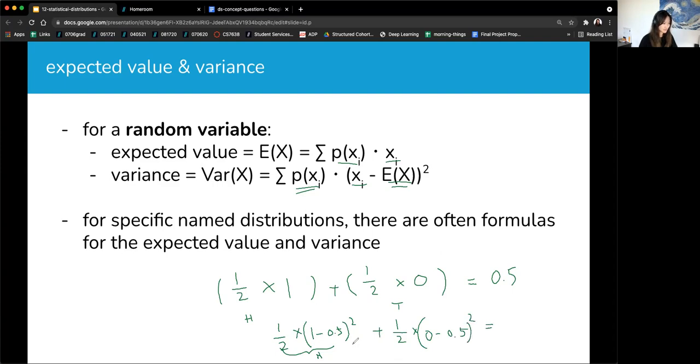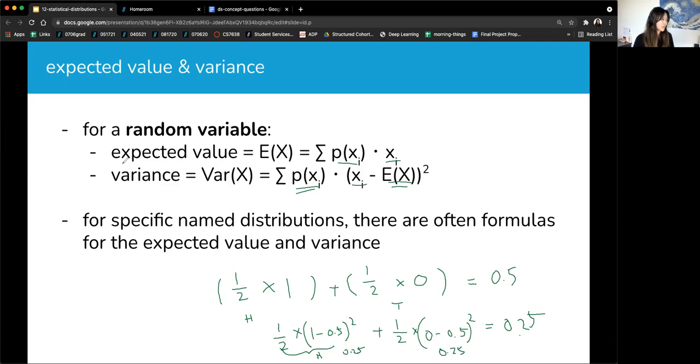I forget what this evaluates to. I think this is 0.25. And then this is also 0.25. And then half plus half, I think it comes out to 0.25. I don't want to do the exact math now, but if you evaluate this, that will be the variance of your random variable. And we'll see in a little bit, when we get to the Bernoulli and the binomial distributions, these will be easier to calculate than writing all of these formulas out.